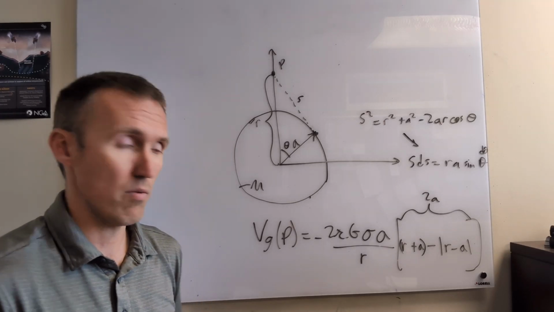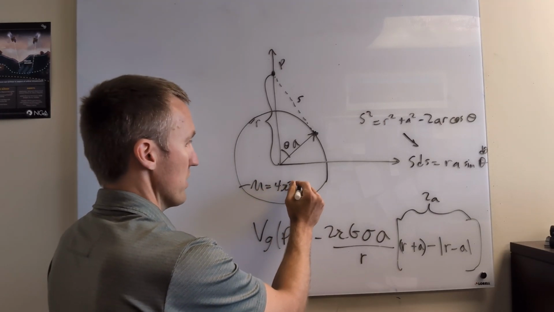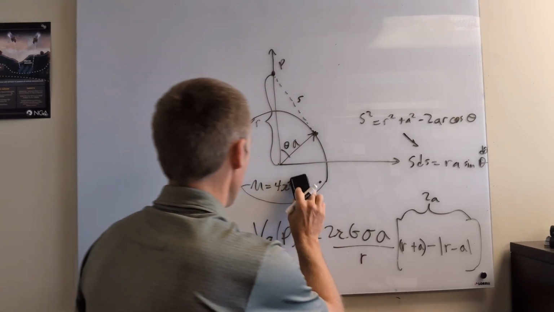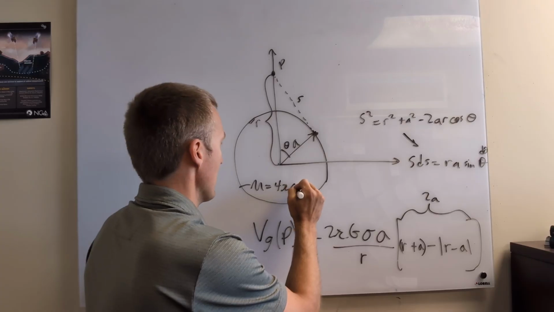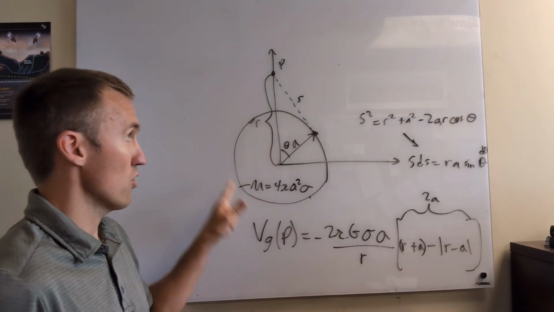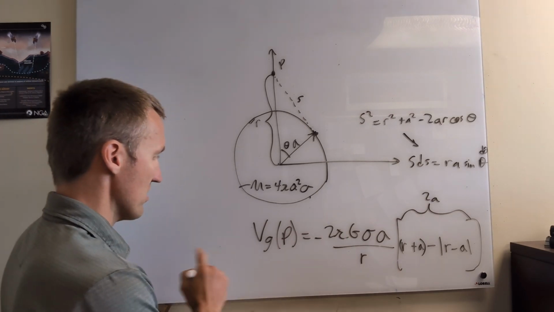And what did we say that was? We said that that was the mass, m. 4 pi a squared sigma, right? So that's the total mass of the spherical shell. So then this whole thing simplifies down.